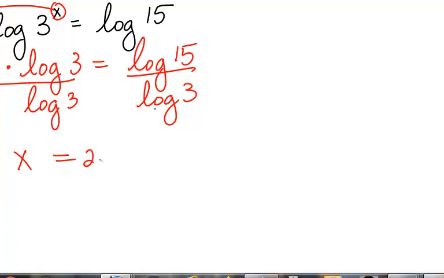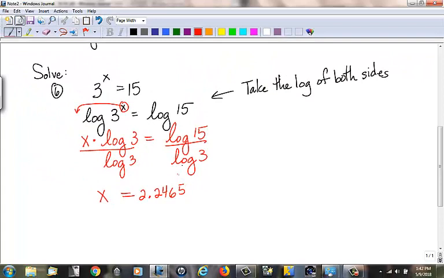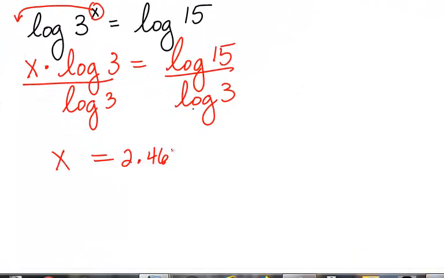Okay, and it ought to be between, we said it was between 2 and 3. Wait, I put an extra number in there, sorry. I wrote that wrong. I got 2.4650. Do you agree with that?